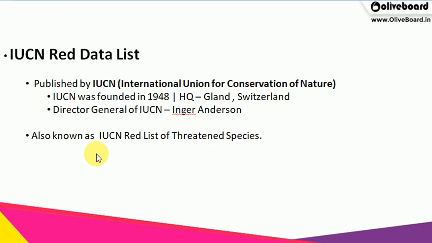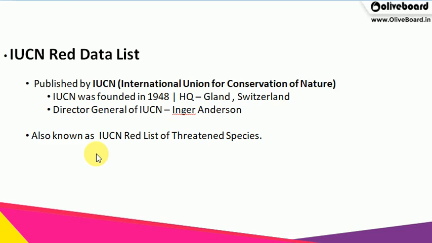Now, what is IUCN Red Data List? What exactly is IUCN Red Data List? This is the most important question. IUCN Red Data List is published by IUCN. First of all, this is the first point. The full form is International Union for Conservation of Nature. Now, we know that this list has something to do with the conservation of nature.